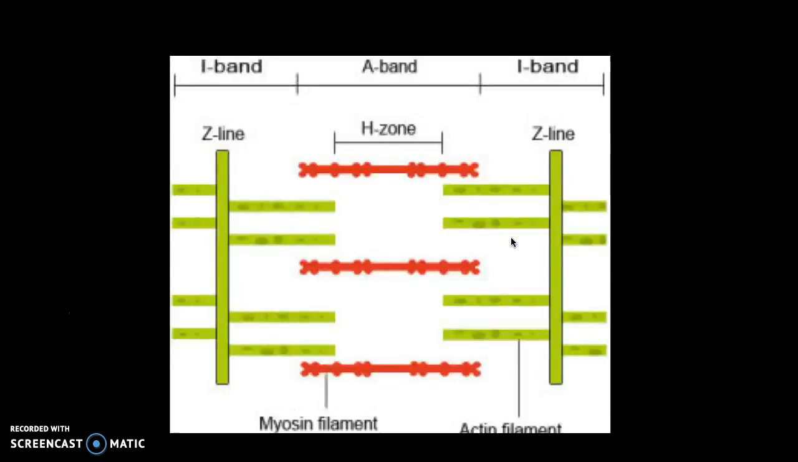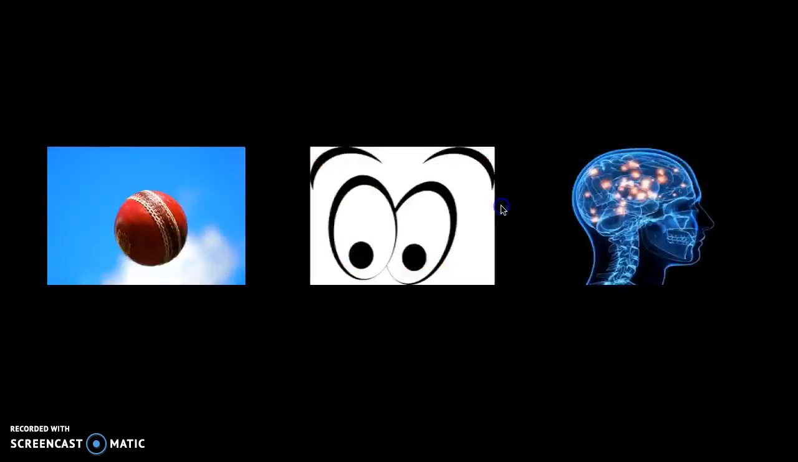So here you can see that the myosin filament is the red filament in the middle, and the actin filament is the green filament on the outside, which is pulled towards the H zone, and the Z line is therefore pulled closer to the H zone when contraction occurs.